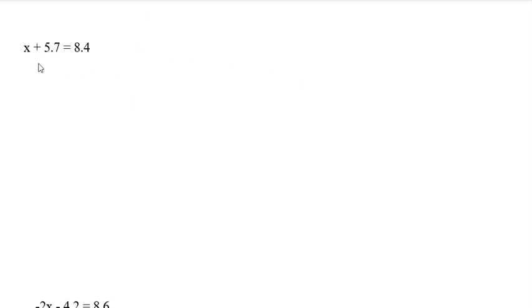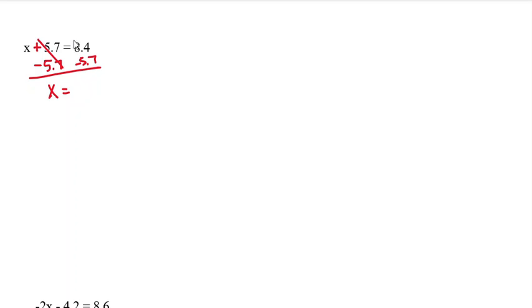X plus 5.7 equals 8.4. What's being done to x? Plus 5.7. What's the opposite of that? Minus 5.7. And 5.7 minus 5.7 is 0. 0 plus x is x. Let's see, can we do this one in place?